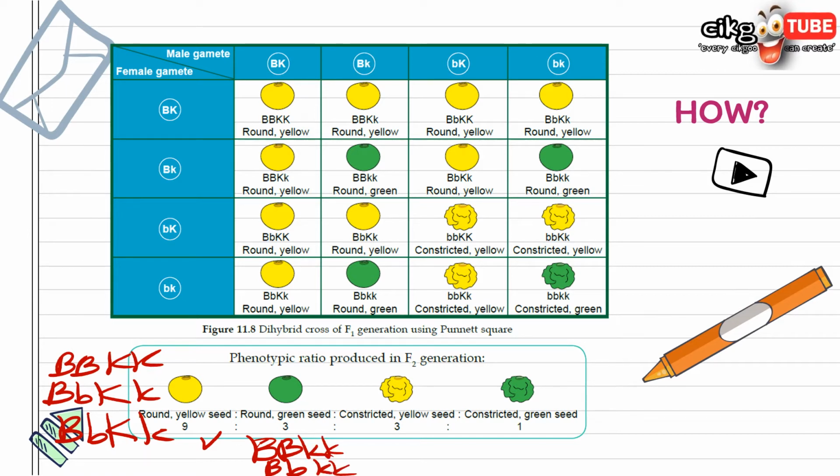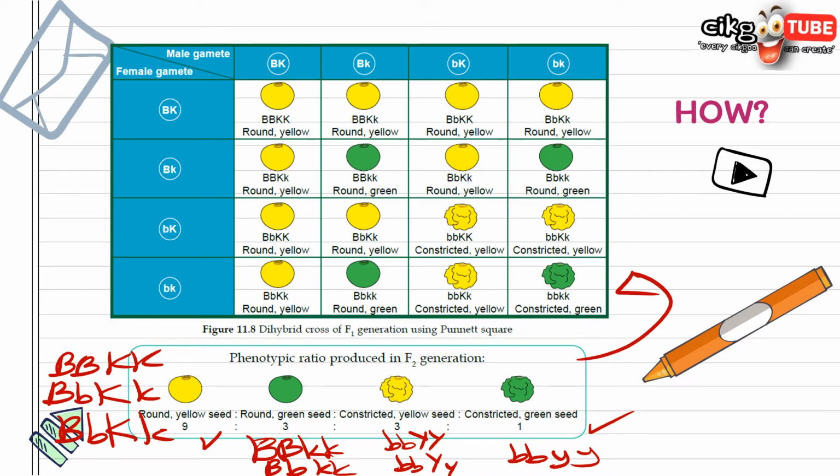From the Punnett square, constricted is recessive, so we have small b, definitely small b. Yellow seed can either be homozygous dominant or heterozygous. And constricted and green seed, these are both recessive, so the only possible genotype will be small b small b, small k small k. So from here, this is all we get from the diagram, from the Punnett square.